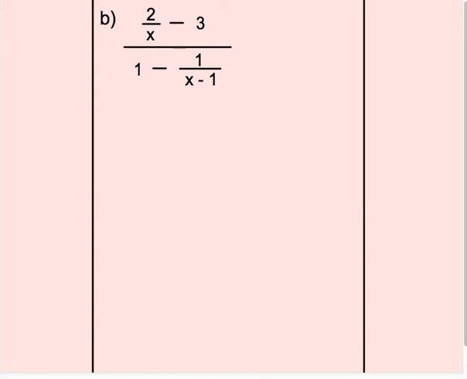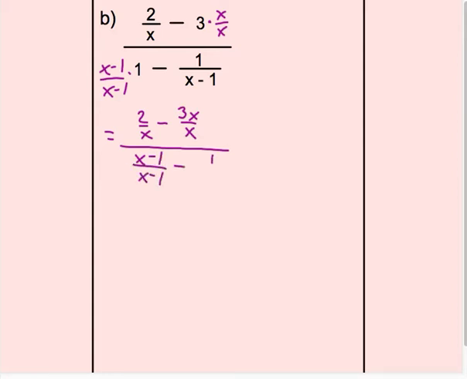Again, in the denominator, we've got to combine our like terms. We have to do that in our numerator this time too. So in the numerator, common denominator is x. In the denominator, it's x minus 1. So I'm going to simplify everything all together this time. So our numerator, we've got 2 over x minus 3x over x. In the denominator, we've got x over x minus 1 minus 1 over x minus 1. Simplifying the numerator, we've got 2 minus 3x all over x. In the denominator, we've got x minus 2 over x minus 1 when we combine our like terms.